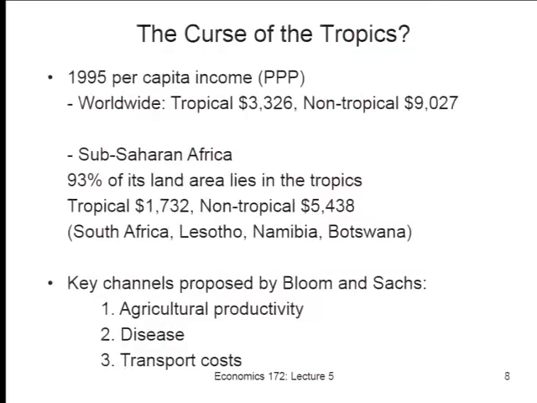Great, so let's get going. Last time we talked about the curse of the tropics. This is just a recap. There are very large worldwide differences in per capita income between tropical and non-tropical regions, and that holds globally, and within subregions of the world. Since almost all of sub-Saharan Africa is in the tropics, this is a very relevant issue for Africa.